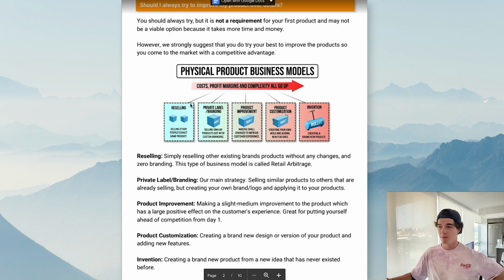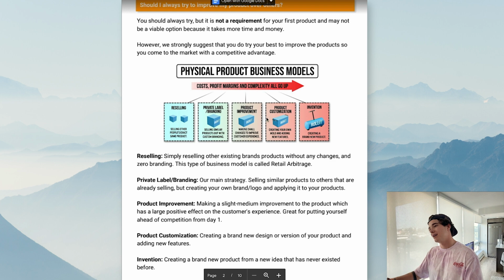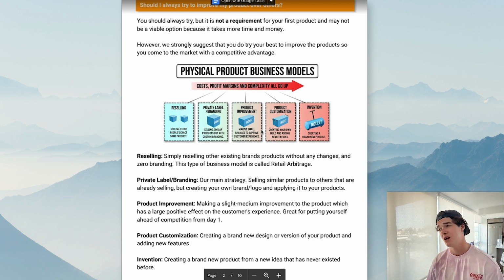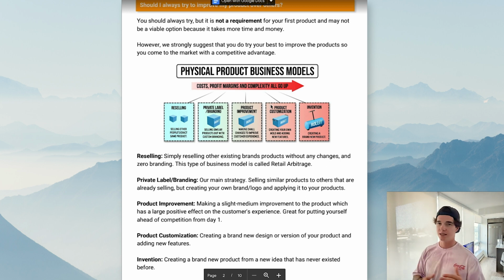what product did we bring to the market? What kind of zone do we like to hang out in? I would say anywhere from the middle of product improvement to product customization to the middle of invention here. That is the sweet spot for starting out for e-commerce and generally experienced e-commerce sellers, in my opinion. However, to get here, it's going to take a lot of product research.